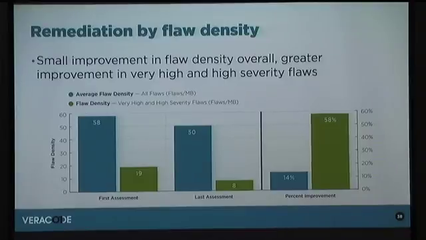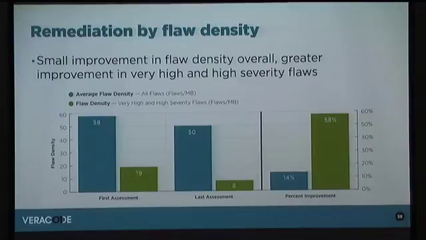So remember I said we'd come back to flaw density. Here we're looking at how flaw density changes from the first assessment to the last assessment of a particular application. In blue we're looking at all flaws, and in green we're looking at only very high and high severity flaws. Applications that are only assessed one time, which is not represented on this chart, and have not had any remediation in the window of the study, show about 153 flaws per megabyte. So the ones that actually are getting remediated are lower.